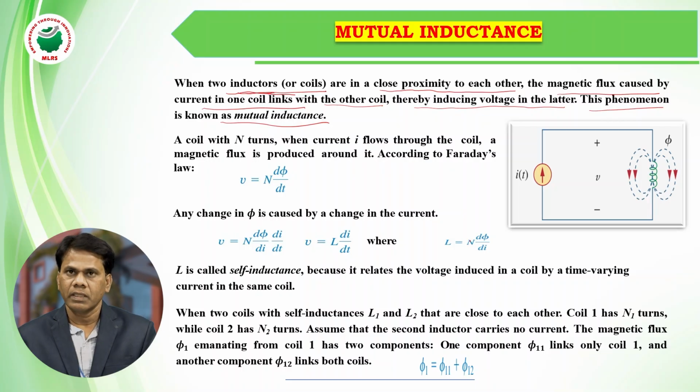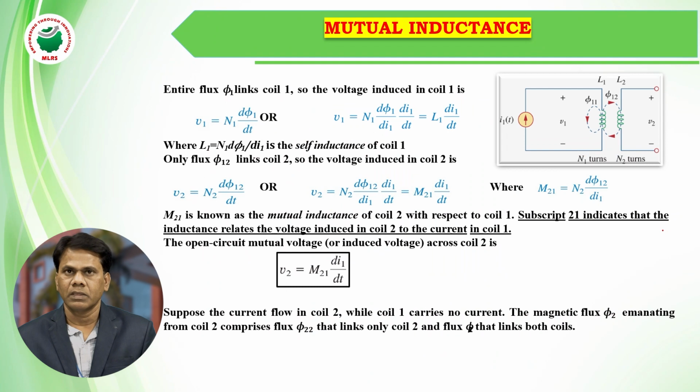So consider two coils nearer to each other. Let us see the diagram. These are the two coils. The first coil is supplied by some sinusoidal voltage or sinusoidal current i of t. Because of this supply, current I1 is flowing in coil 1. There is no supply in the second coil.